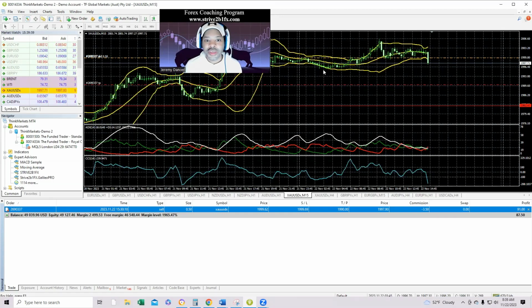So the area of interest, I guess while I'm talking, while I have this up, is going to be right here. We really want this area of support to be broken. So if this area of support is broken, then there's a very good chance that it's going to hit this area.